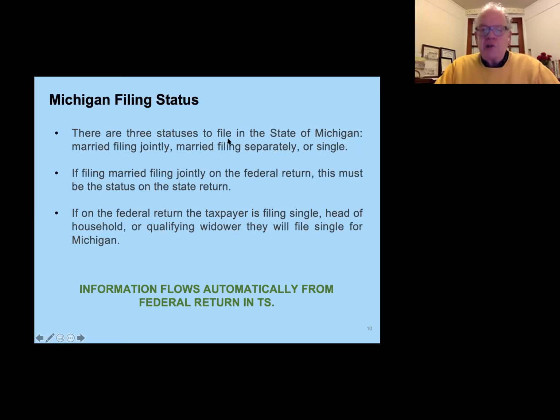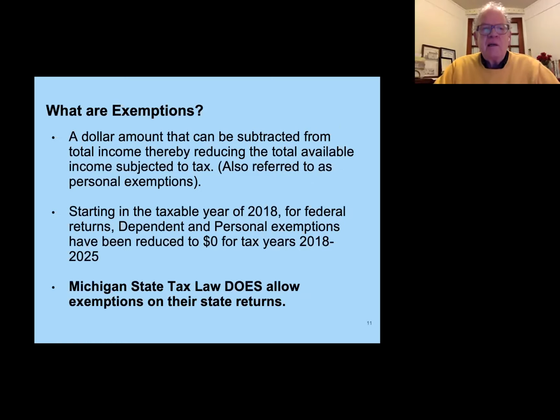So I think you guys are aware that Michigan only has those 3 filing statuses. If you're head of household, you're single in Michigan, that's the big one. And if you're doing married filing separately federally, you have to do the same in Michigan. All that will be handled automatically by the software. You don't have to make any decisions or go to a decision tree or anything like that.